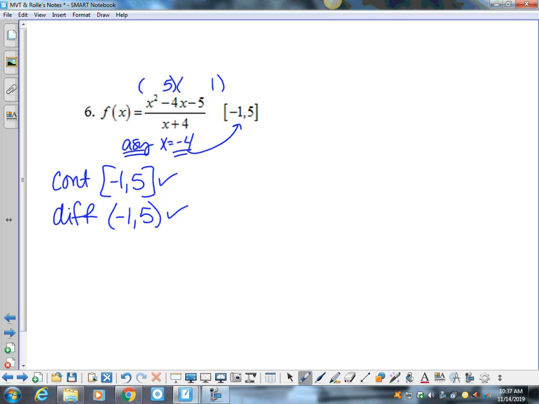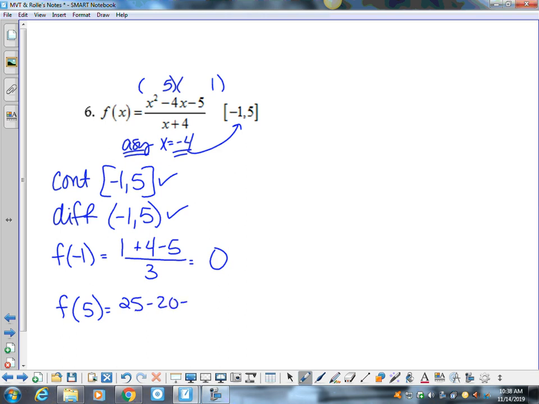So for Rolle's, the other condition is I need to find f of -1. So that would be 1 plus 4 minus 5 over 3, which is going to give me 0. And then I need to do f of 5, minus 20 minus 5, which is also 0. So I've just proved that f of a equals f of b, which is the third condition for Rolle's theorem.